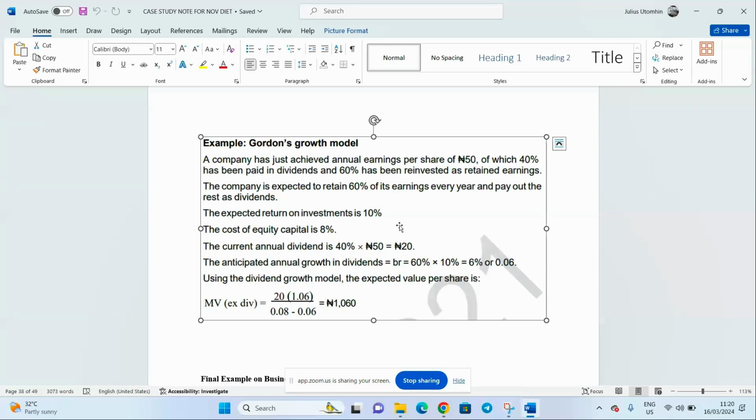Since your growth rate is now 6%, you know your dividend is 20. So it'd be 20 bracket open, 1 plus growth rate bracket closed, over cost of capital minus growth rate. So 20 times 1.06 divided by 0.02. What do you have?